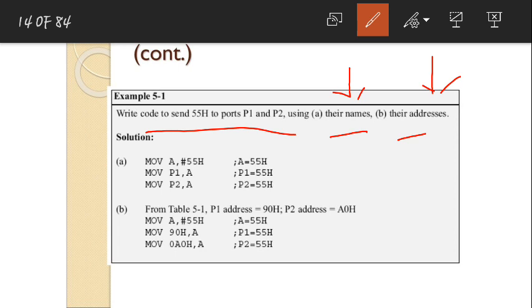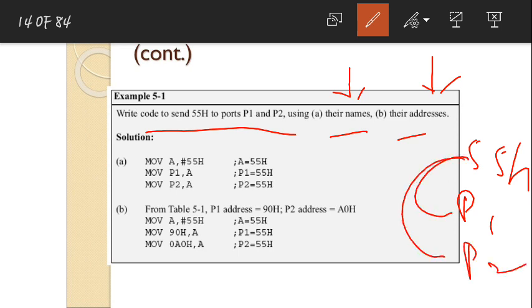Okay, so what is the question first? I need to load this 55H into port 1 and port 2. So what should I write first? Instead of loading into A, I can directly load 55 into port 1 and 55 into port 2. I can do that. In many different ways you can write a program if you know all the addressing modes correctly.